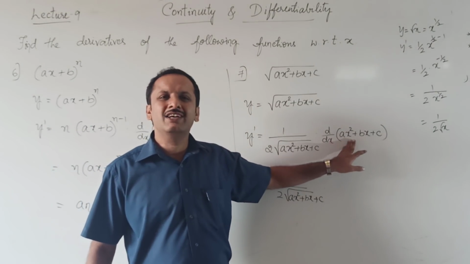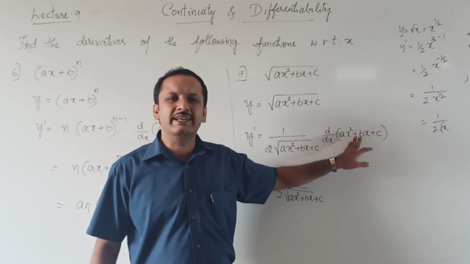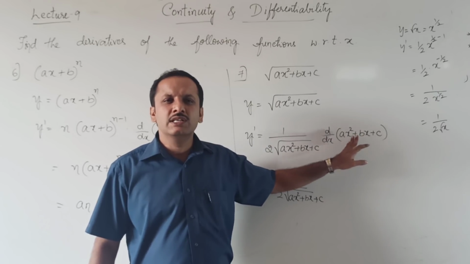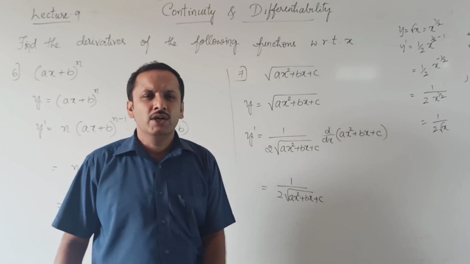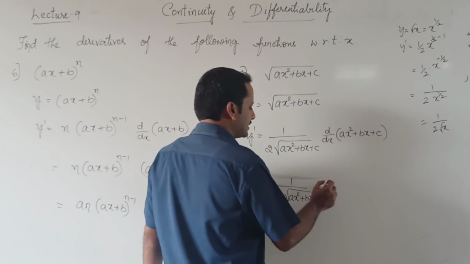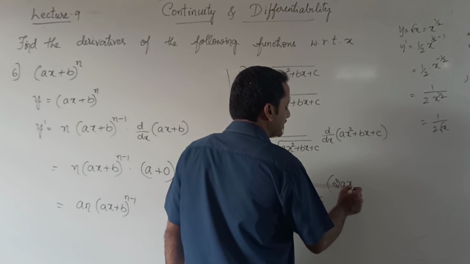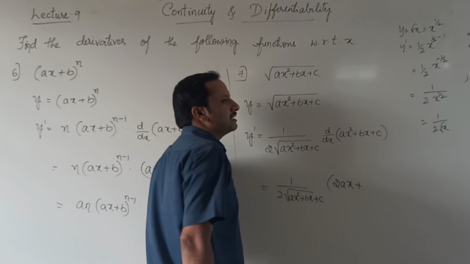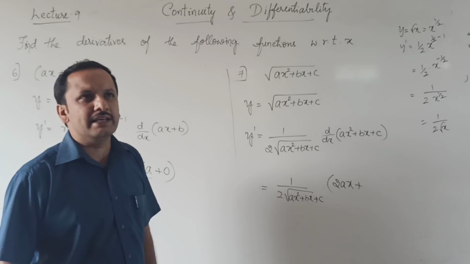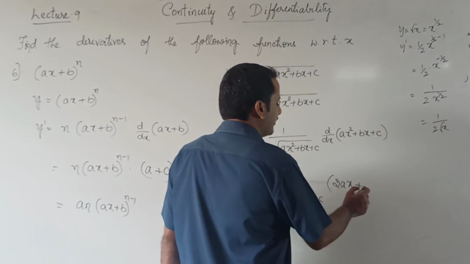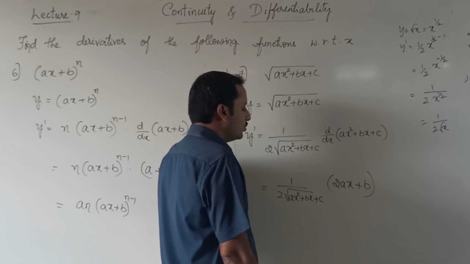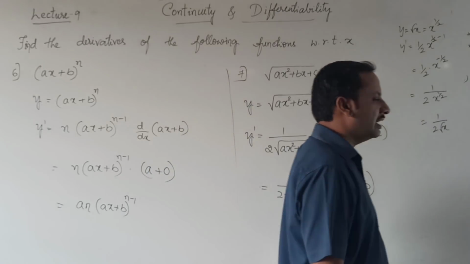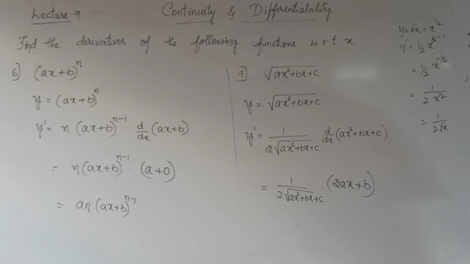Ax square is a into x square. A is a constant and x square is a function. So a will remain as it is and the derivative of x square will be 2x. A into 2x, I will write that as 2ax, plus here we have bx. B is a constant and the derivative of x is 1, so b into 1 is b. Then the derivative of c is 0. So the answer is 2ax plus b divided by 2 into root of ax square plus bx plus c.